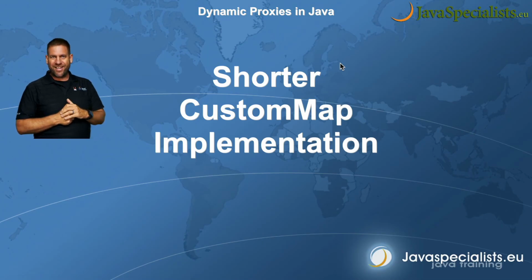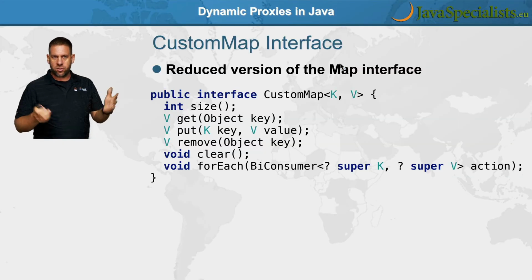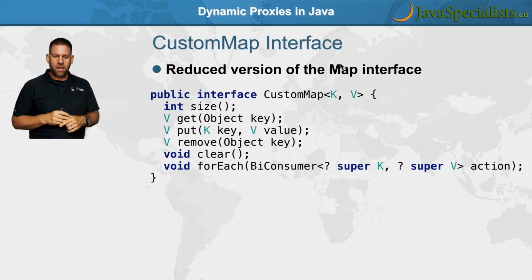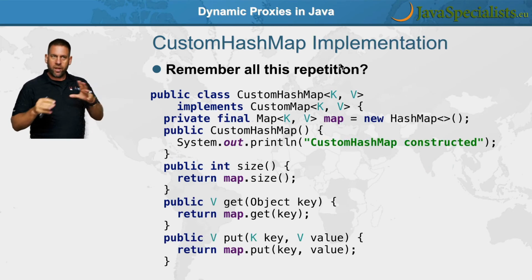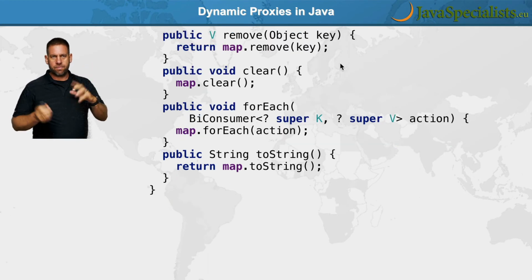Remember when we looked at the custom hash map, we started with this interface of just custom map with these 6 methods, and then we went and made the custom hash map, and we had lots of repetition. We kept on calling map.size and map.get, map.put, and map.clear, and all of that. And it's a lot of tedious code.